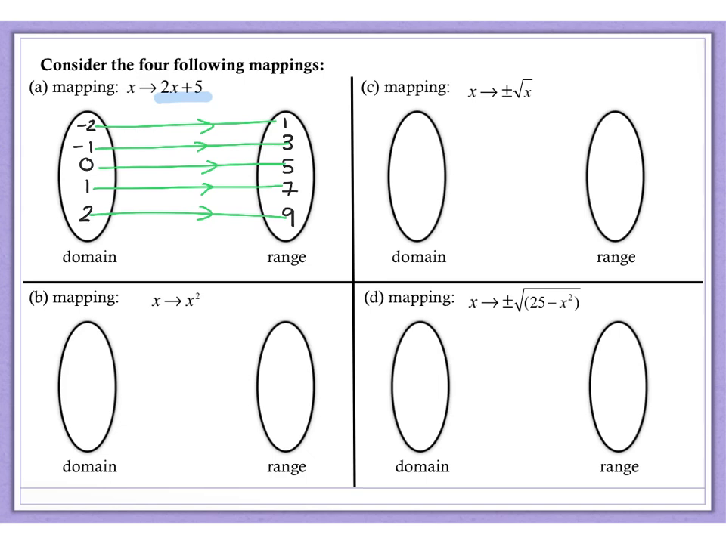So, in the second example, the mapping is x is mapped onto x squared. So essentially the rule is square your input to generate your output. I'm going to choose the following input values: -2, -1, 0, 1, and 2. And when we apply the rule to each of these, we notice, of course, that both -2 and 2 square to become 4, -1 and 1 both square to become 1, and 0 squared is 0. So we're going to draw in the mapping paths like this.